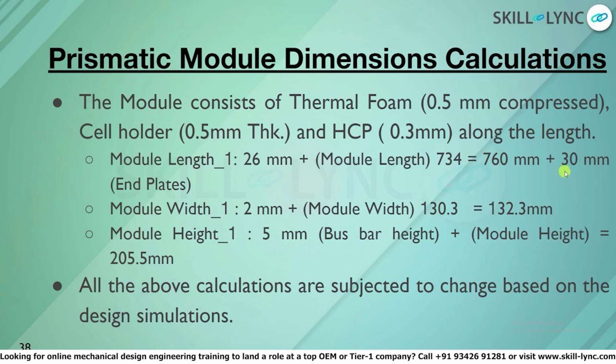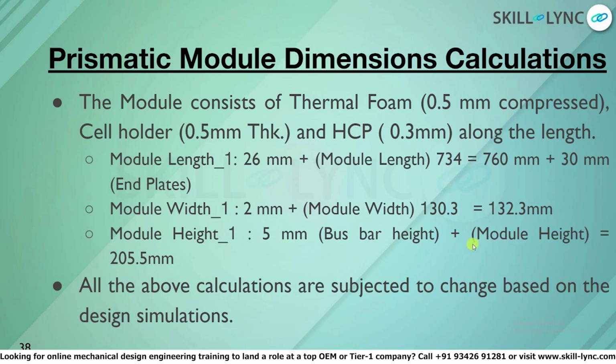And then we also have end plates which are coming. We have end plates, 2 numbers, each being 15 mm. That is the reason why we get 790 mm. The next one, module width. We have assumed 2 mm to be the width, which could be the cell holder and any other thermal foam used, and then that gets added up to the module width of 130.3, which gives us 132.3 mm.